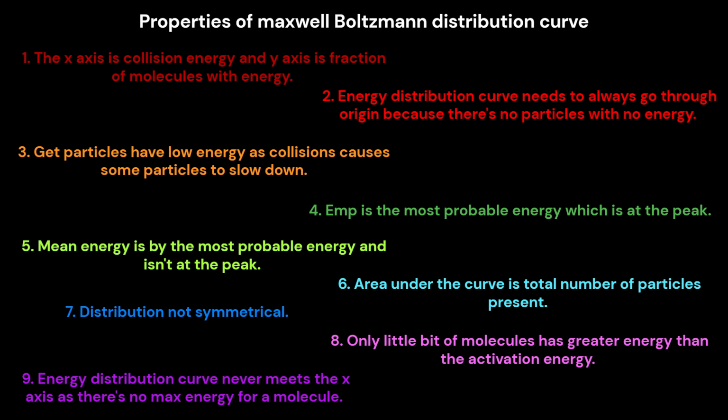EMP is the most probable energy, which is at the peak. The mean energy is to the right of the most probable energy and isn't at the peak. The area under the curve is the total number of particles present. The distribution is not symmetrical. Only a small number of molecules have greater energy than the activation energy. The energy distribution curve never meets the x-axis as there's no maximum energy for a molecule.